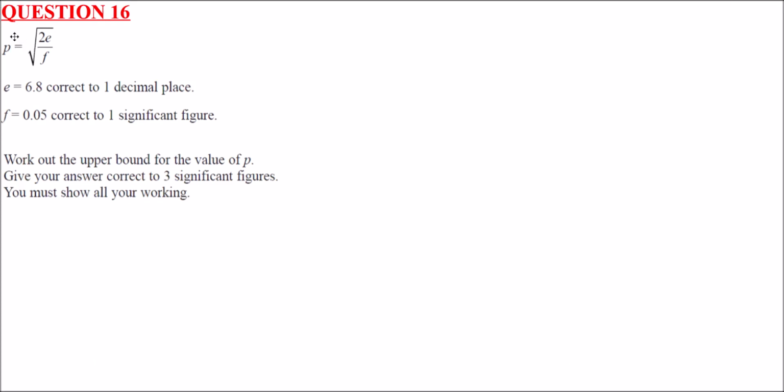Question 16, we have this formula for P. So P is a square root of 2e all over f. E is 6.8, it says, correct to one decimal place. So what this means is that before e was rounded, it must have been between two values we need to find. But if it's been rounded to 6.8, then it must be closer to 6.8 than to 6.7 on the other side and 6.9 on the high side.